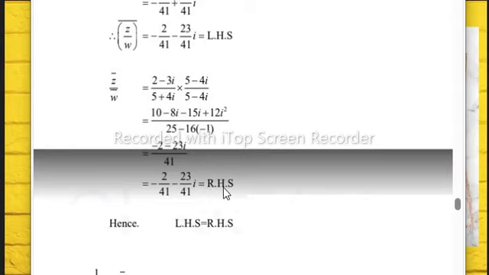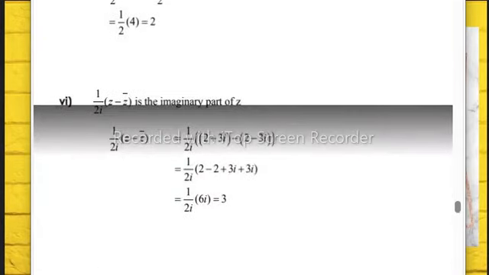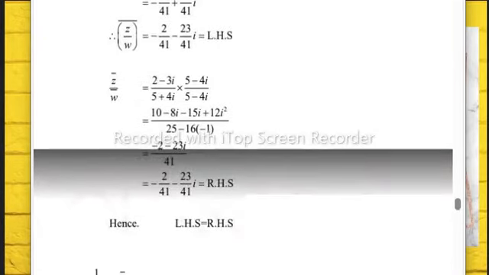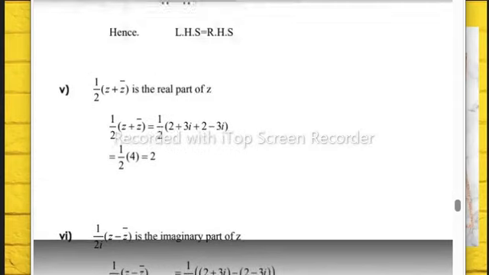So the answer of the right hand side is totally the same as the answer of the left hand side, that's why we write: hence left hand side is equal to right hand side. Now we move toward the next part, which is the fifth part.